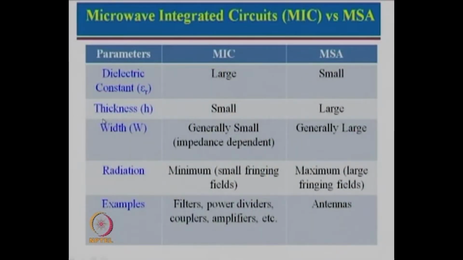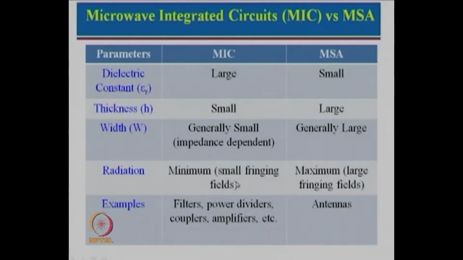A substrate is defined by its different parameters, for example, the dielectric constant epsilon r. For MIC we would prefer epsilon r to be large, whereas for a microstrip antenna we prefer epsilon r to be small, and I will tell you the reason. For thickness, we generally take a small thickness for MIC, and a large thickness for a microstrip antenna. Width is generally taken small in the case of MIC, and we take a large width in the case of, let us say, a rectangular microstrip antenna. Now, all these 3 conditions lead to minimum radiation or maximum radiation.